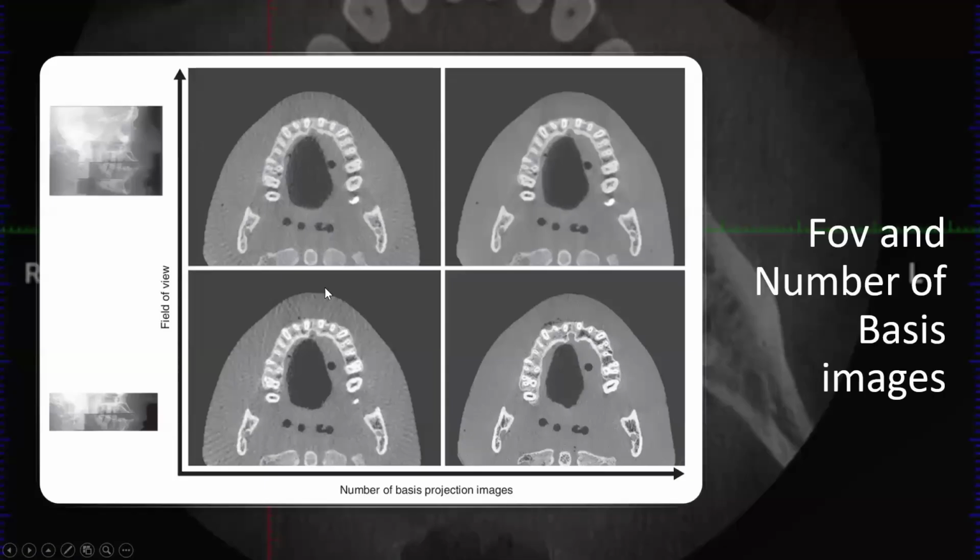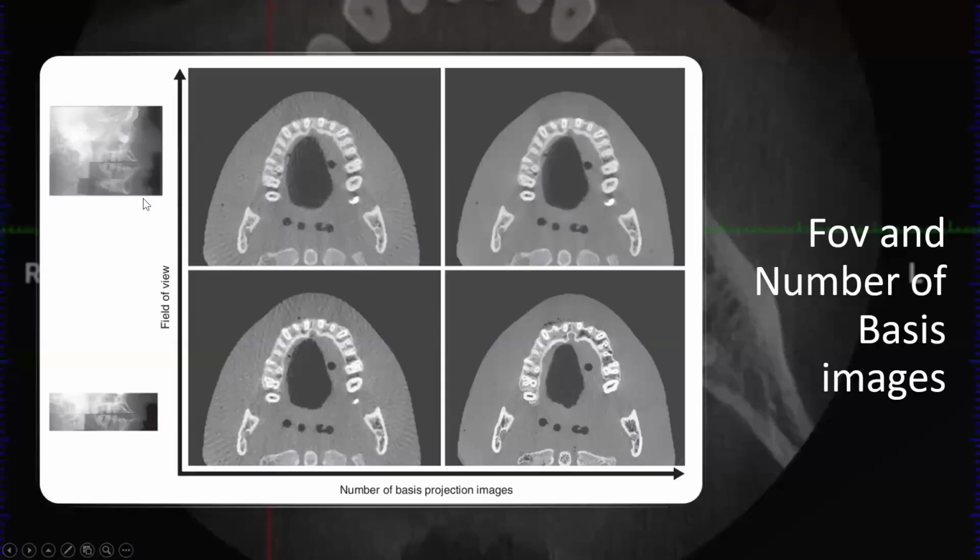And so this is interesting. Let's focus on the columns right now, number of basis image projections. Say we go from 180 projections to 360. When you only had 180 projections, the algorithm had a tough time putting all those together. It didn't have enough data, a lack of data here. But when you doubled the number of images, it's like doubling your mAs, and so it reduces that noise, or in this case, moire artifact.